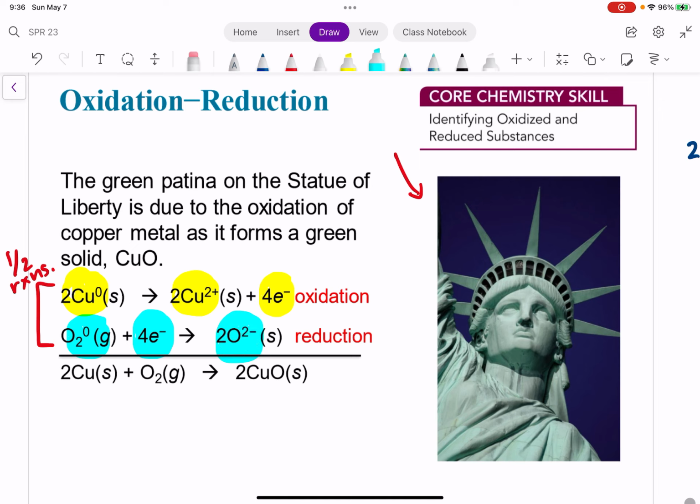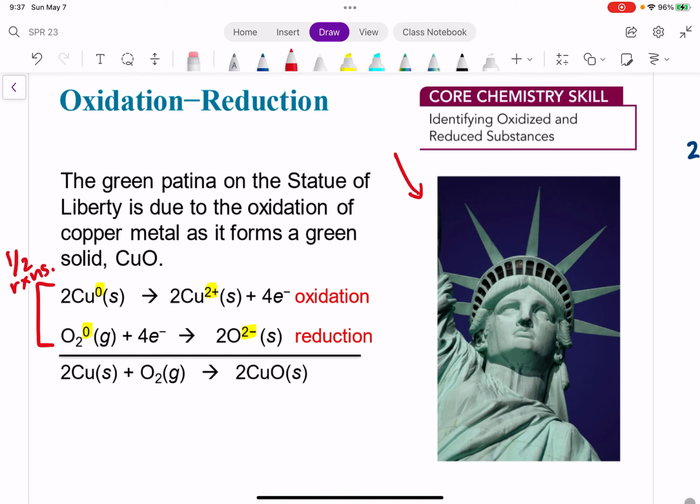It's gained those 2 electrons each, but we have 2 oxygens. So it's been reduced, right? And if we look at just these numbers here, these are actually called oxidation numbers. And what are oxidation numbers? Right now, you could just think of them as the charges on these atoms. They basically are just the charges on these atoms.